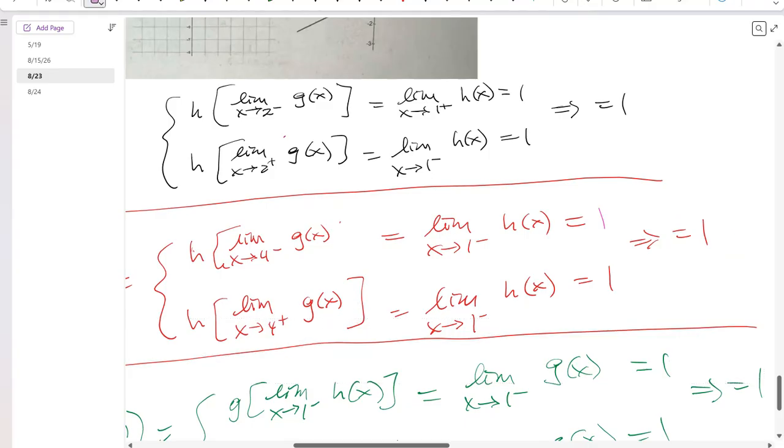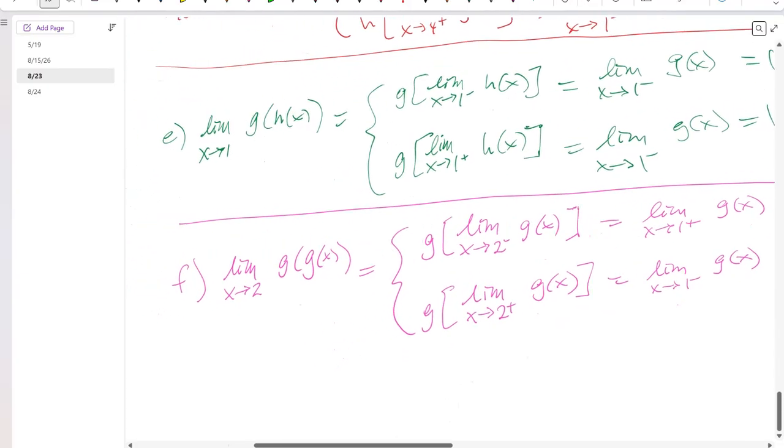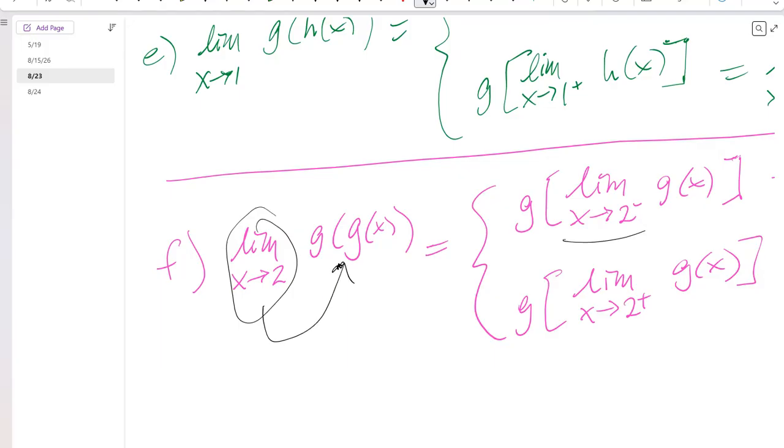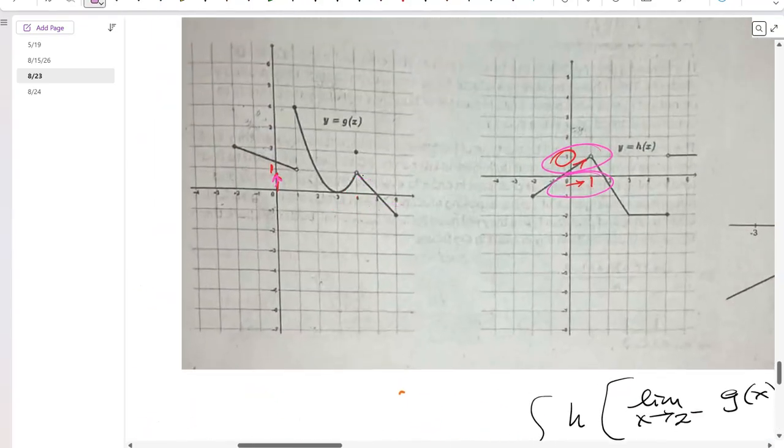All right, I'm going to skip to this one here, this g of g of x. Let's check that out. It's x going to 2 of g of g of x. So I'm going to split it up once again. I'm going to pull this inside, and I'm going to split it up into 2 from the left and 2 from the right. So let's look at g when x is going to 2 from the left. So go to g. Let me erase all this now, and we're going to look at 2 from the left.